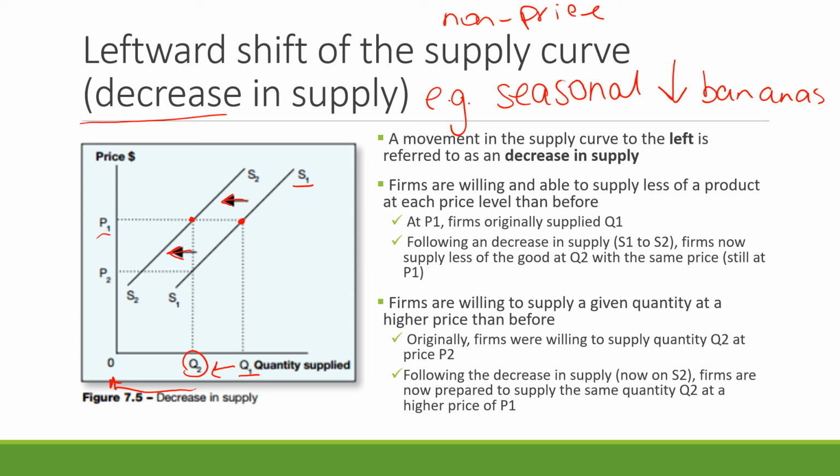So let's look initially at S1, our initial supply curve before the seasonal change happened. They were willing to supply Q2 at the lower price of P2. Now, as a result of our new supply, this Q2 is now being supplied at the price of P1, which is that higher level of price. And that's because there's less supply of the bananas.